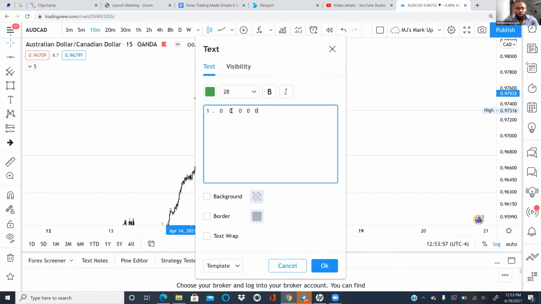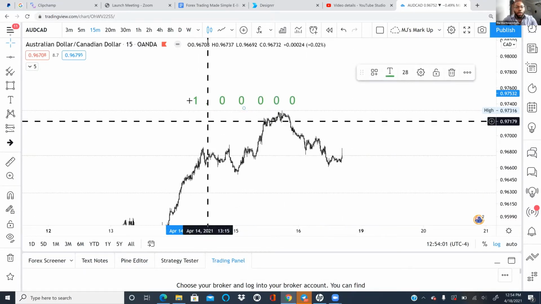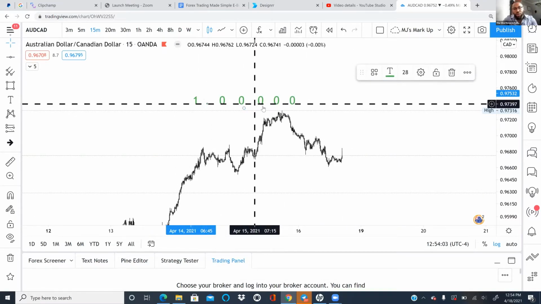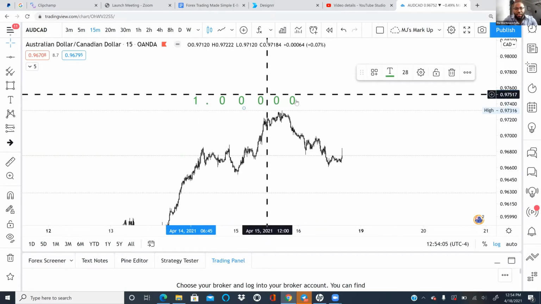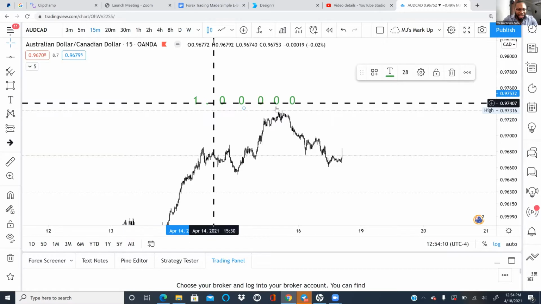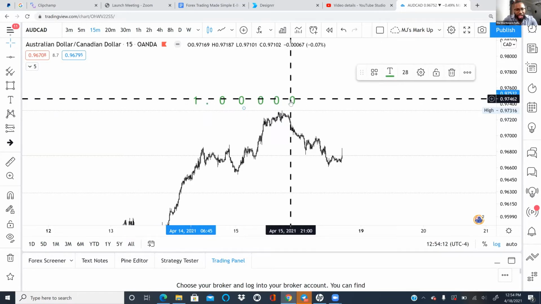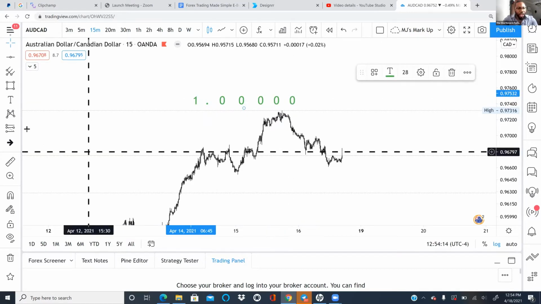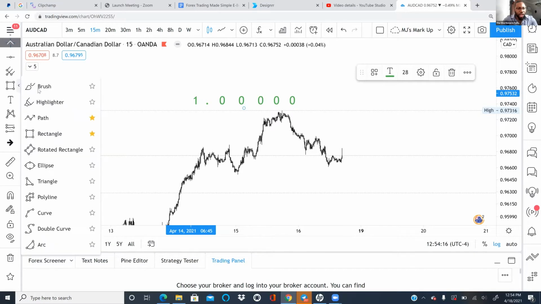So I want to show you really quickly how to do this, okay? Look at it. We've got here 1.00000, right? It's 5 numbers after the decimal place. What most people don't know is that this last number right here is not a pip. This last number right here is called a pipet, right? It is 1/10 of a pip.